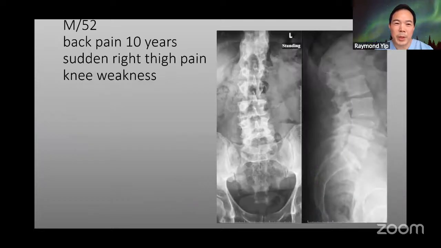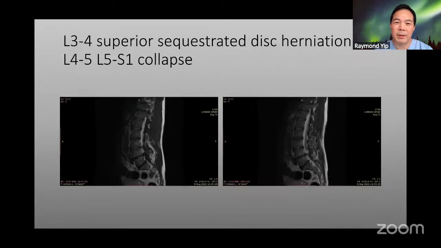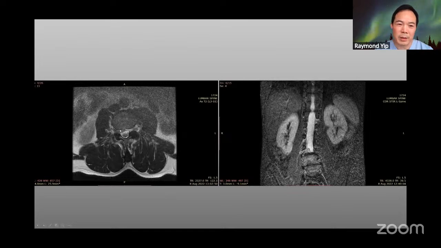Example 2, another patient with back pain for 10 years, sudden onset right thigh pain and knee weakness. Again, a sequestrated disc herniation at 3-4, causing the new problem. So again, the collapse of 4-5 and 5-1 is putting adjacent pressure on the 3-4. The 3-4 disc is degenerated, it's herniated, and he's got a new problem with thigh weakness now. And that's the hernia at 3-4.